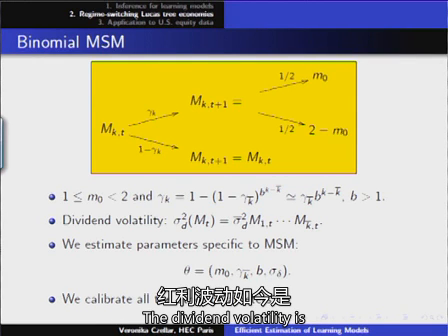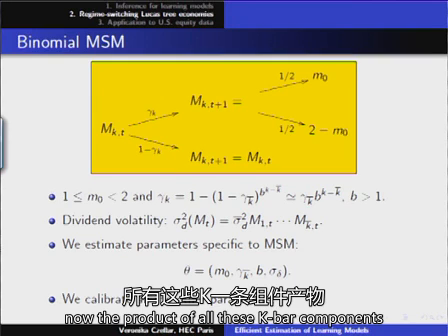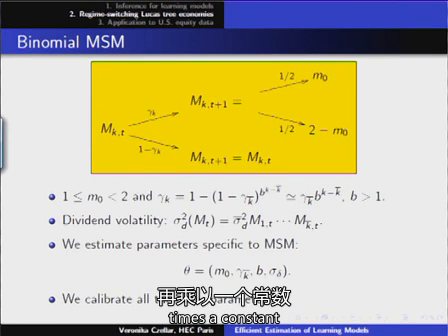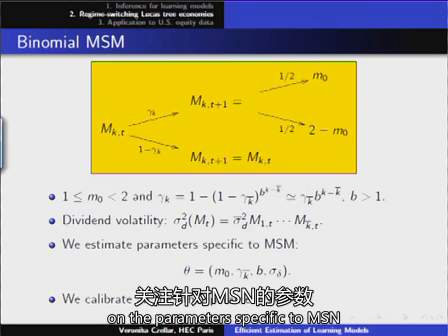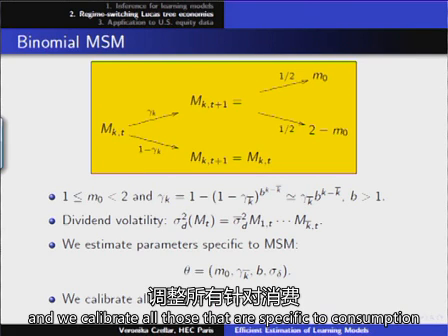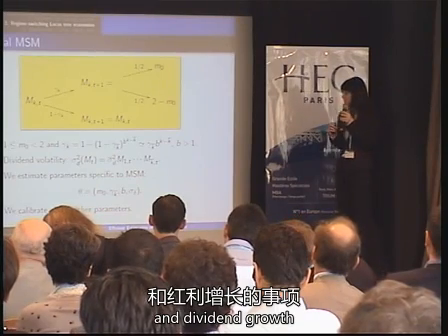The dividend volatility is now the product of all these k bar components times a constant. In this paper we focus only on the parameters specific to MSM, and we calibrate all those that are specific to consumption and dividend growth.